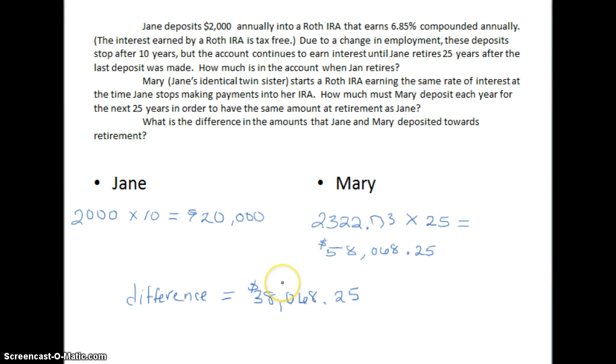So both ladies end up at the same place, but because Mary started later, even though she had the exact same interest rate, she ends up contributing a lot more of her money to get to the same place that Jane is. So I hope that you found this video helpful in using your annuity formulas, seeing where to plug in the numbers, and then be very careful with the typing the formula on your calculator and using the parentheses at the right place.